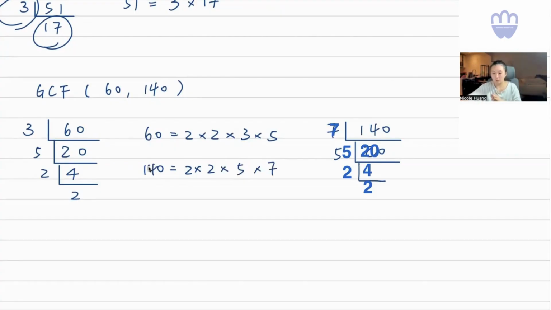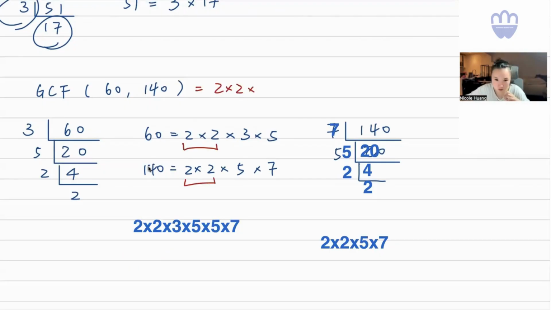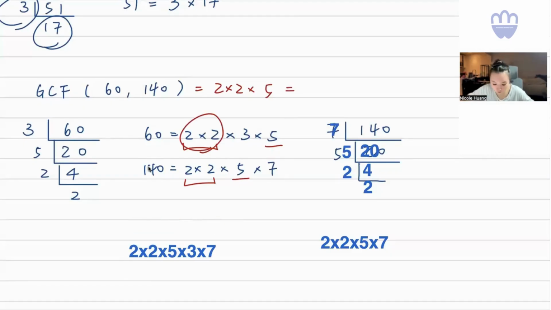GCF stands for greatest common factor. So we only look for the things that they have in common. We have 2 2s in the 60. We also have 2 2s in the 140. What other thing do they have in common as well? A 5. We just multiply the common ones. So 2 times 2 times 5 would give us 20. And that's it. Their GCF is 20.